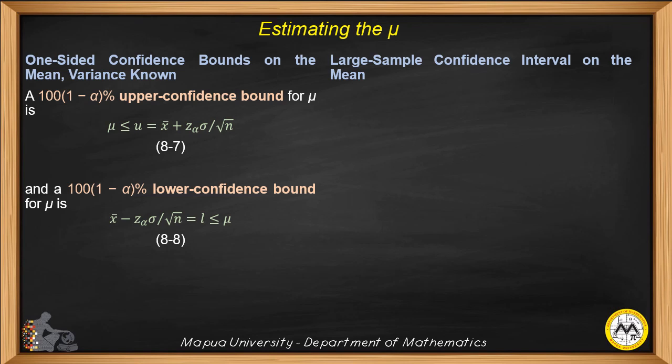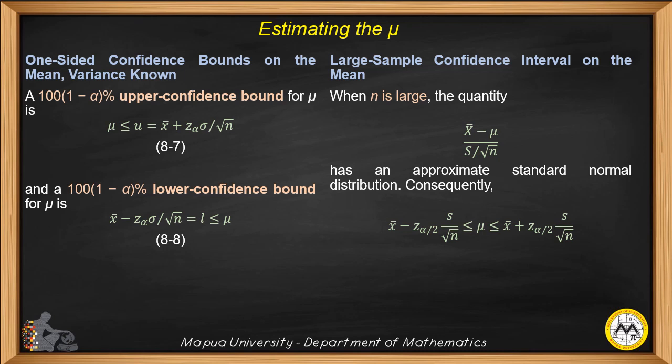For the large sample confidence interval on the mean when the variance is unknown, if the sample size n is relatively large, we can use the formula z equals x bar minus mu over s divided by square root of n, since we don't know sigma. So this is still a z distribution if the sample size is large enough.